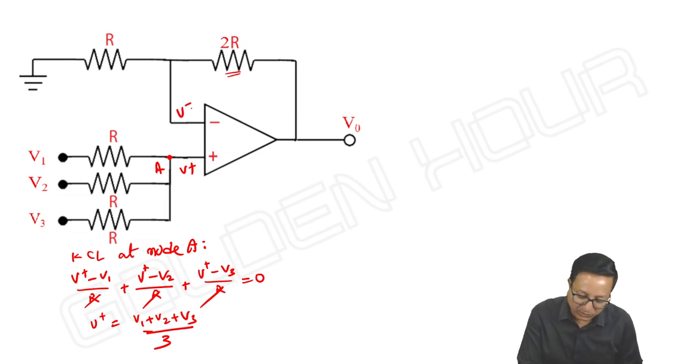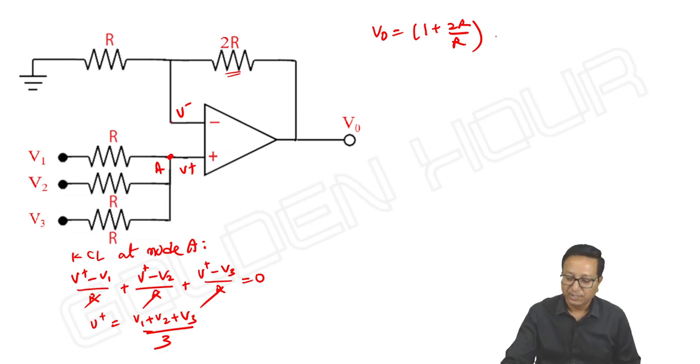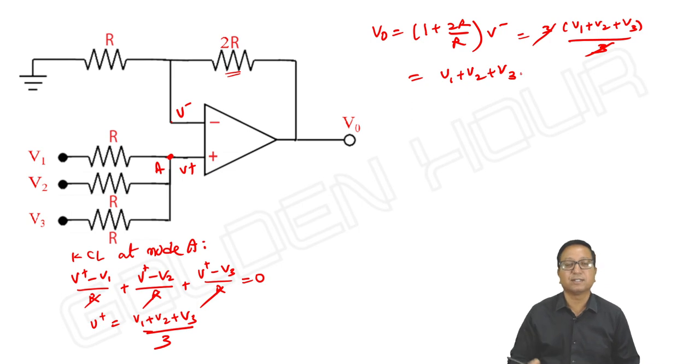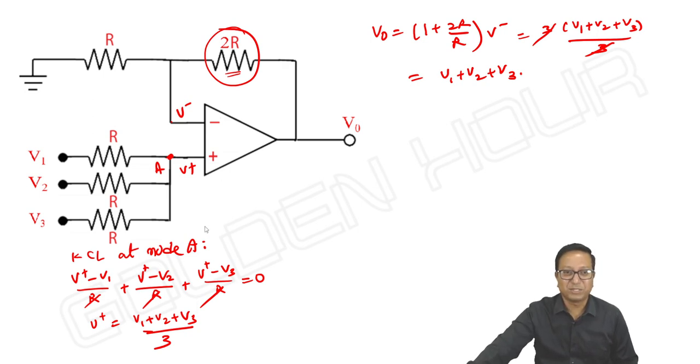Once I know this voltage, V+ = V−. So V output = (1 + 2R/R) × V−, which is 3 × (V1 + V2 + V3)/3. The 3 and 3 cancel. It is V1 + V2 + V3. That's it. So this resistor value is changed.